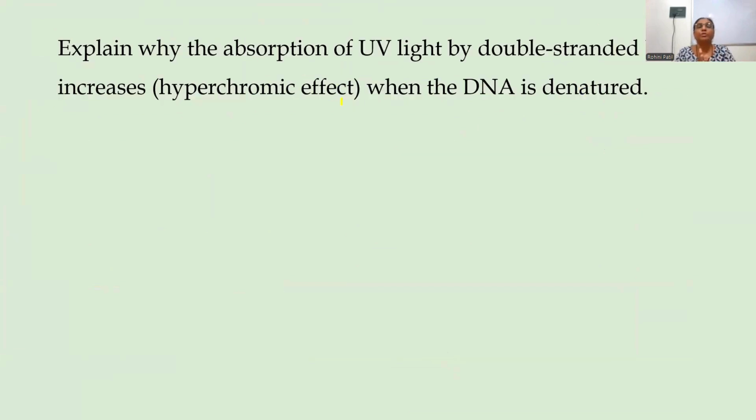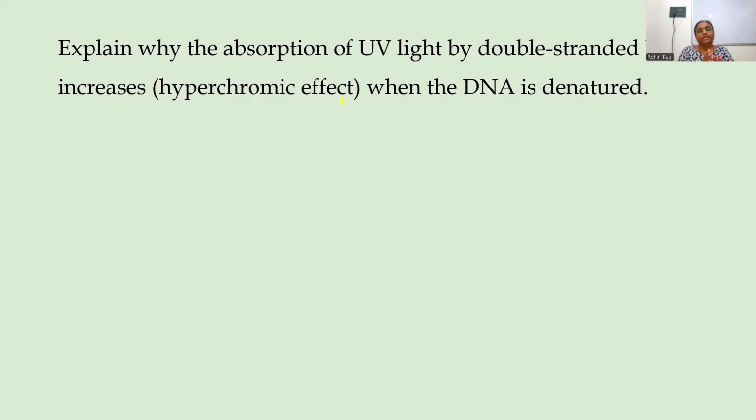Now explain why absorption of the UV light by the double-stranded DNA increases, the hyperchromic effect. That is, the absorption is going to increase when the DNA is denatured. Now you have learned the structure of the purines and pyrimidines. In the purines and pyrimidines, the double bond resonance is there, and that resonance in the double bonds is responsible for absorption of the UV radiation.